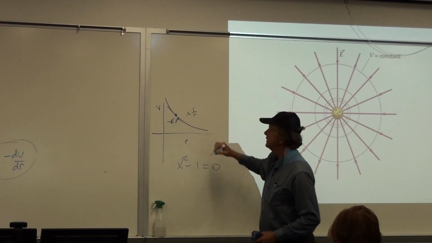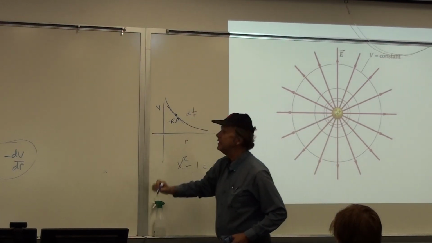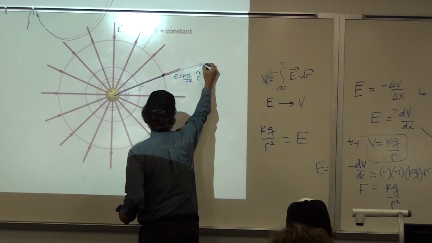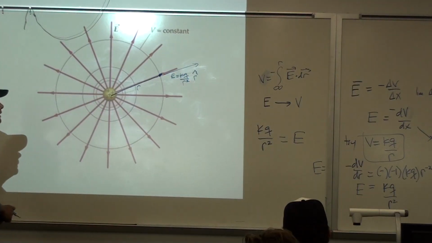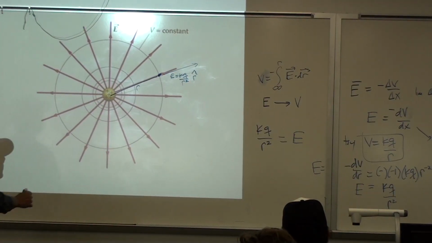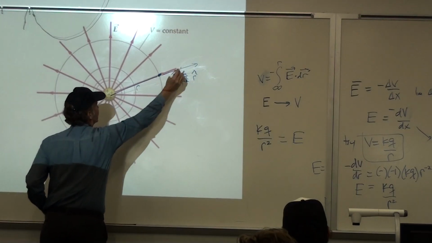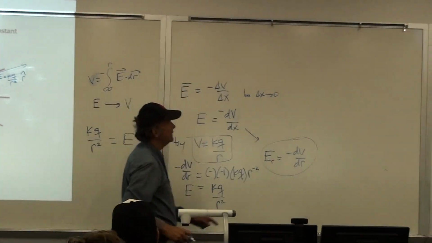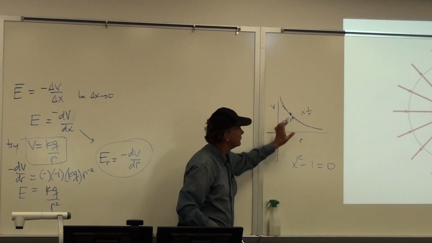So if the slope of the curve at that point is negative, it means the electric field is positive. The electric field here we see is positive. It's pointing straight away from R. And if we were negative, then it would be pointing this way. But it's not. It's pointing that way. And so that's consistent with the negative of this slope being equal to the electric field.